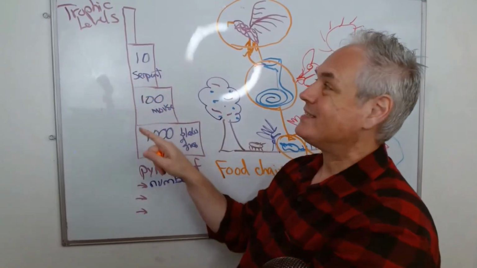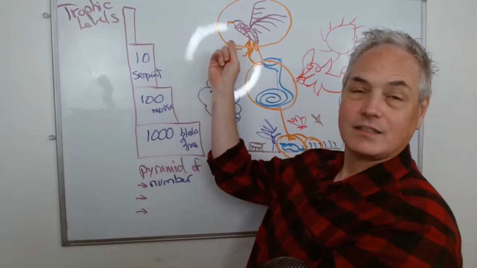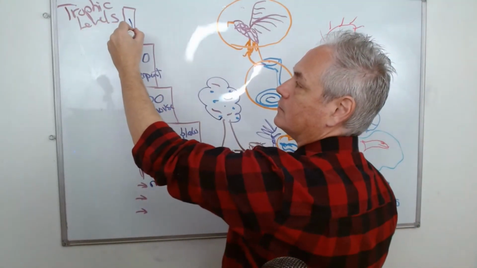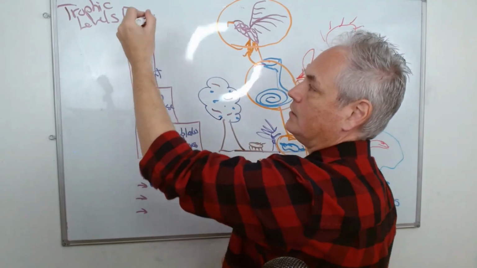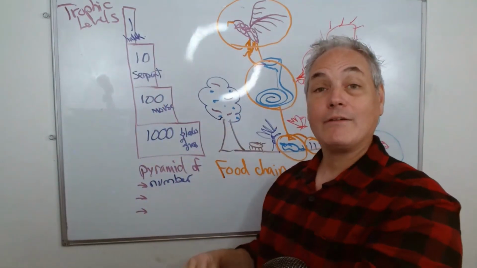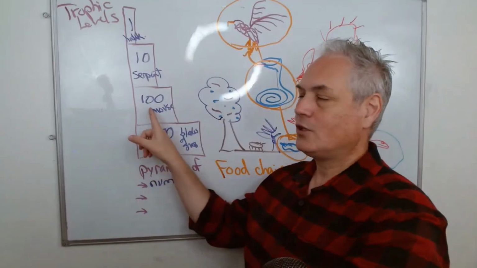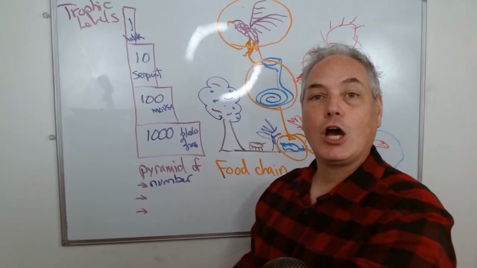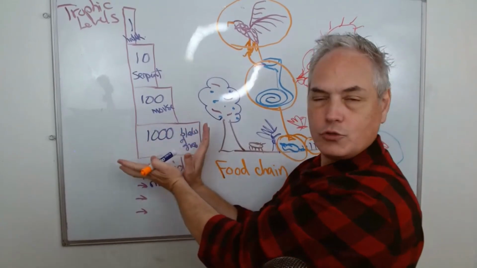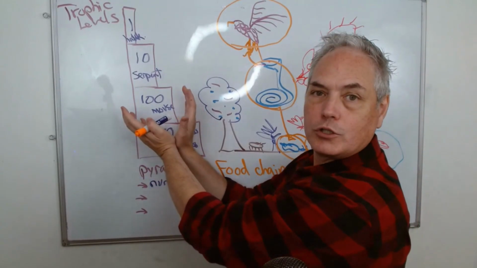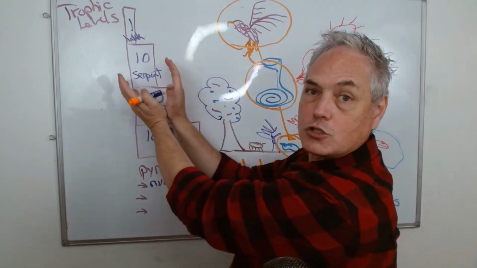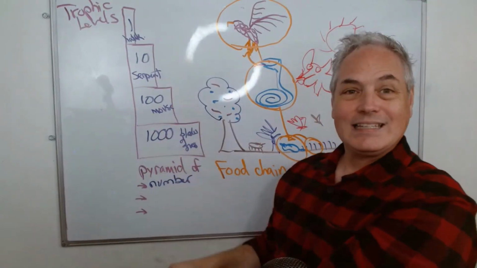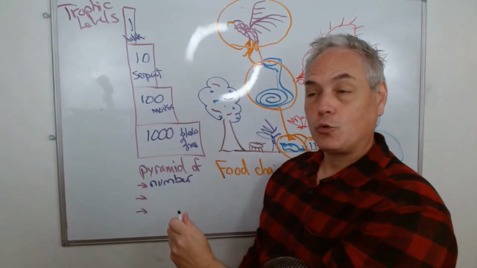And from 10 snakes, we cannot feed 10 hawks. We might be able to feed one hawk like this. As you can see, the numbers are changing. I'm going from 1,000 to 100 to 10 to 1. So this is what we call a pyramid of numbers. We need a large quantity of food to sustain a much smaller group of organisms, which sustains a smaller group of organisms, which sustains a much smaller group as well.